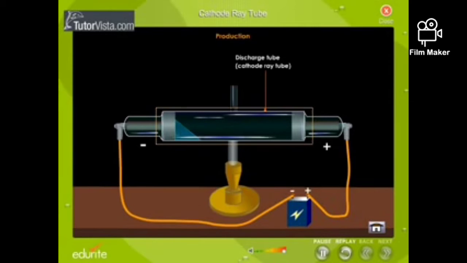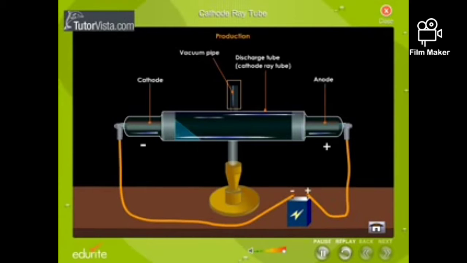This tube consists of a glass tube with the cathode and the anode on either side. And this tube is connected to what we call a vacuum pump. This pump will pump out the air and reduce the pressure. Then this tube is connected to a high voltage source and supported on a stand.